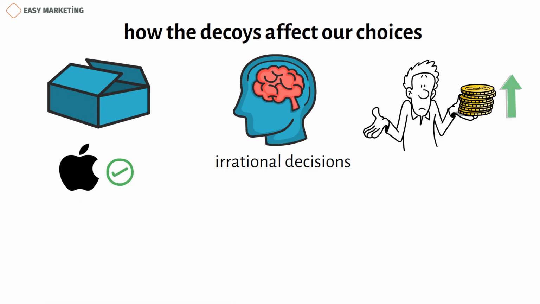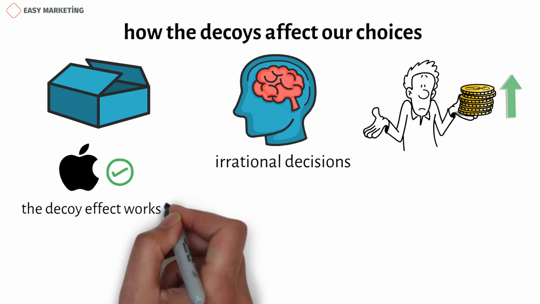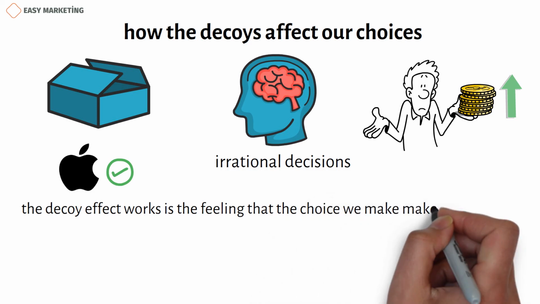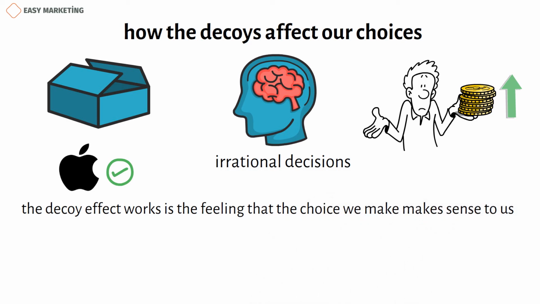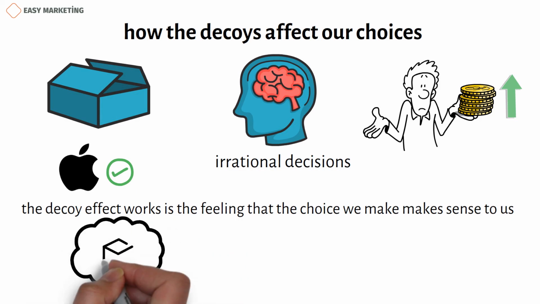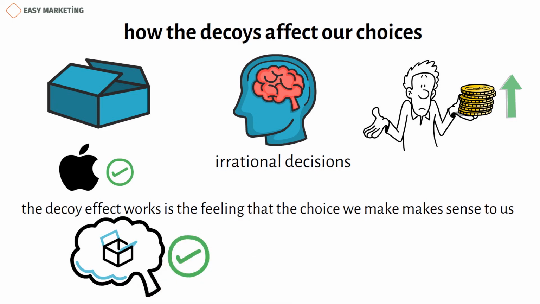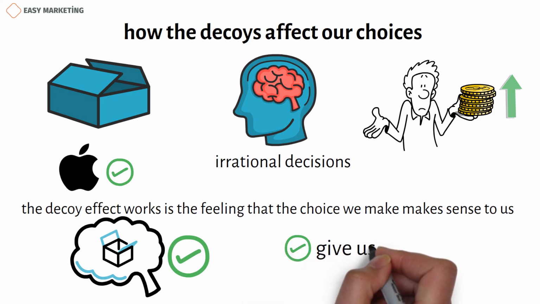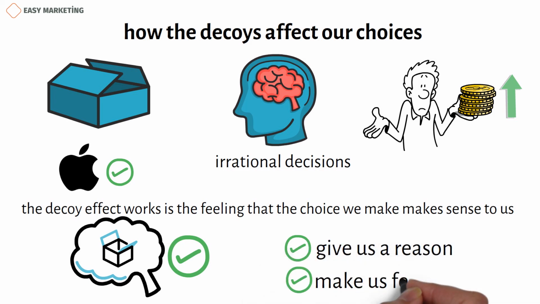The interesting thing is that being aware of this effect is not enough to prevent it, because the main part of how the decoy effect works is the feeling that the choice we make makes sense to us. As interesting as it sounds, when we are under the influence of the decoy effect, the reason we buy the expensive product is because we think that the decision we made is logical. In other words, decoys give us a reason for our choices and make us feel convenient for the decision.